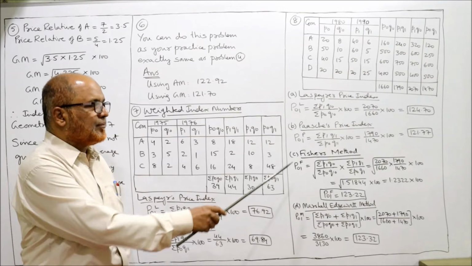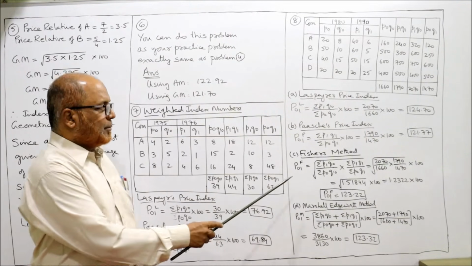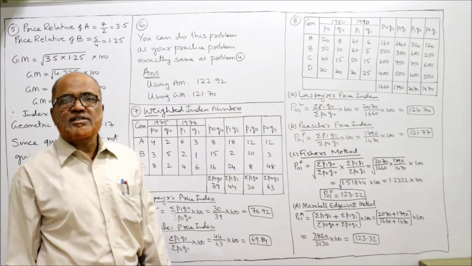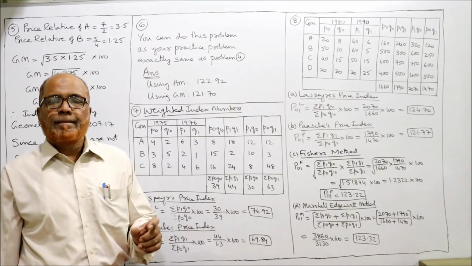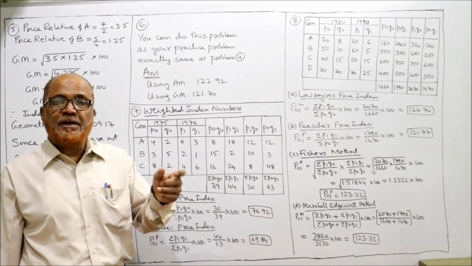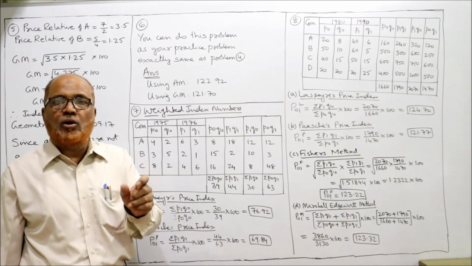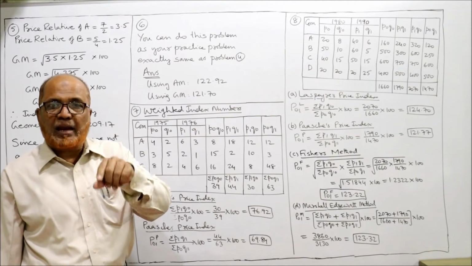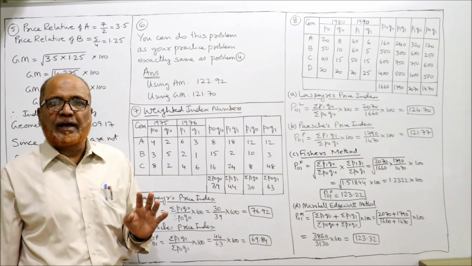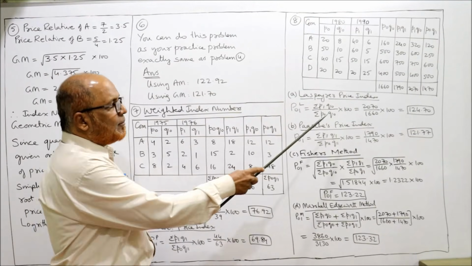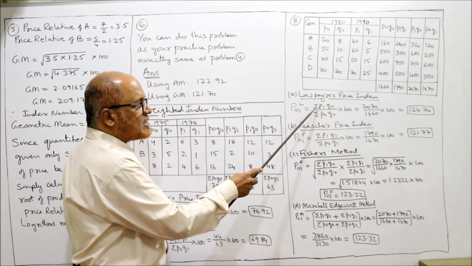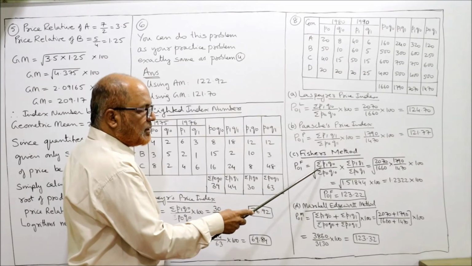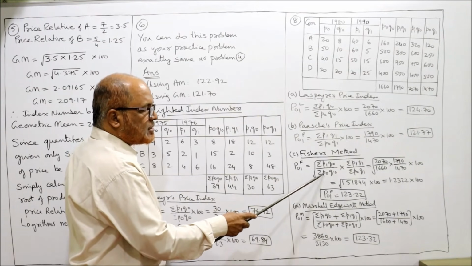Now Fisher's ideal index number: P01F, F stands for Fisher. Fisher's ideal index is simply the geometric mean of the product of Laspeyres and Paasche's. So we will multiply both, Laspeyres and Paasche's. What is the formula for Laspeyres? Summation P1Q0 divided by summation P0Q0.